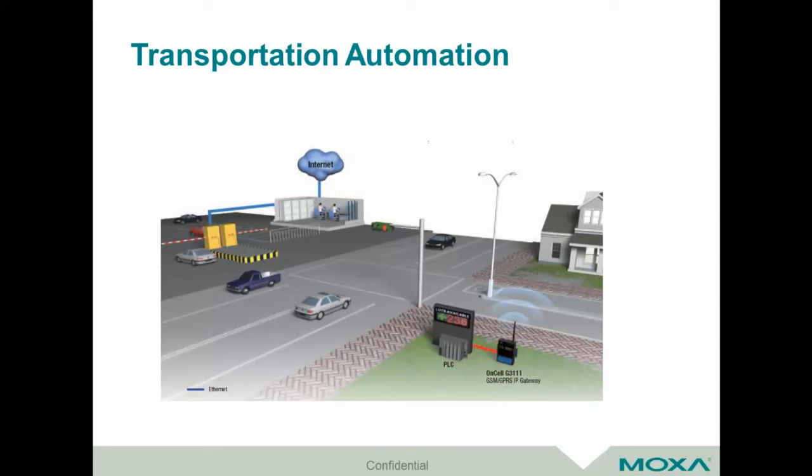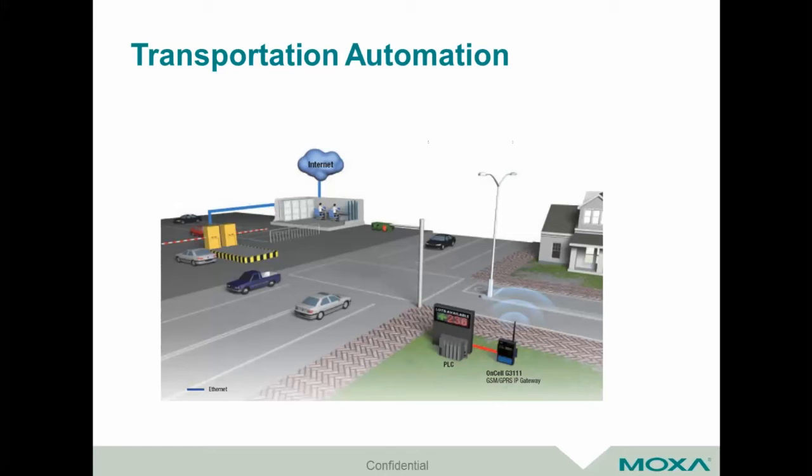Transportation automation, transportation is actually really big in the Internet of Things because, as more and more people get on the roads and we start to see more and more traffic, more and more people battling for space on our freeways, on our streets, in our parking lots, it really makes managing all that volume of traffic a lot more efficient by putting these things onto the network.